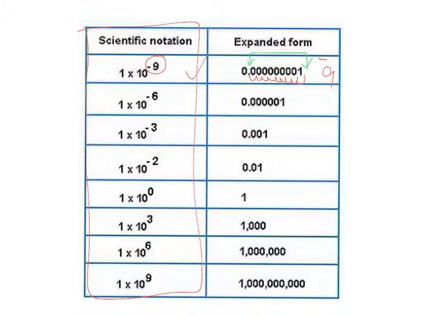Same with this next one. 1, 2, 3, 4, 5, 6. So it's negative 6. 1, 2, 3, negative 3. Correct. 1, 2, negative 2. Remember, as at the start of this presentation, anything to the power of 0 is always 1.